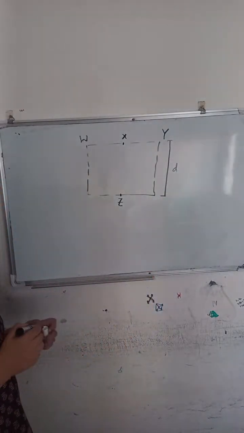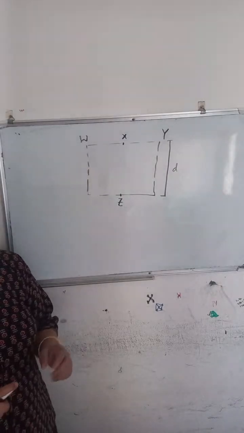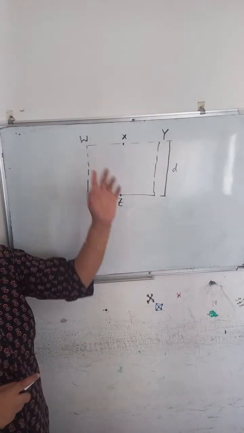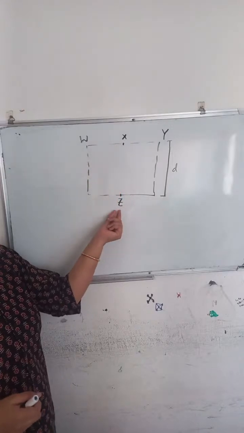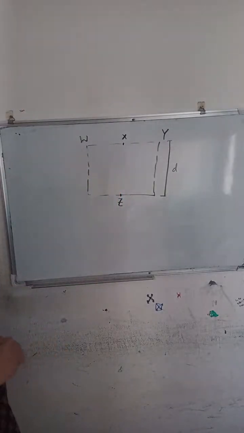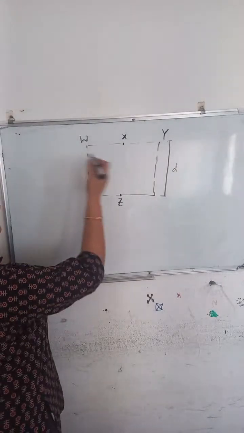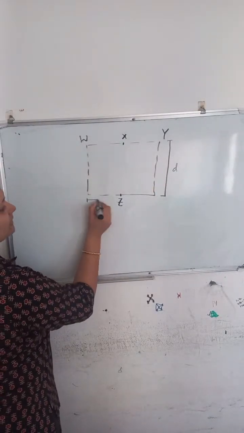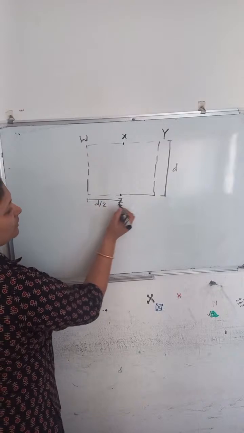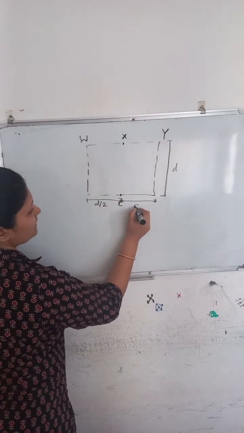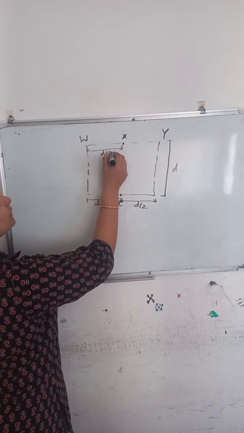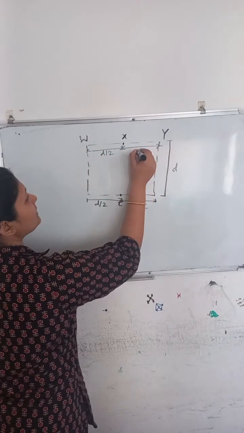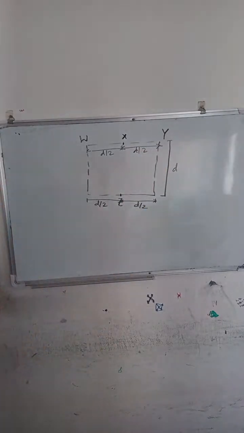X and Z are kept at the midpoint of each side. Between Y and Z is X, and here this is Z, and both are kept at the midpoint. If they are at the midpoint, then since the square is made up of side D, this distance is nothing but D by 2, and this is also D by 2. So from W to X is D by 2, and from X to Y is also D by 2. It's very clear.